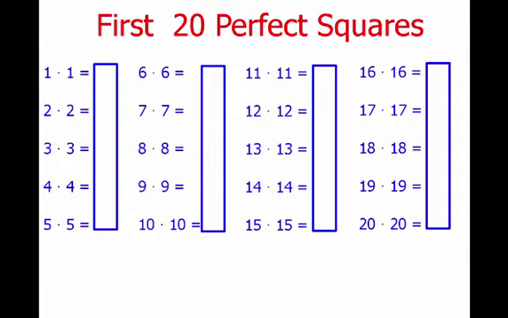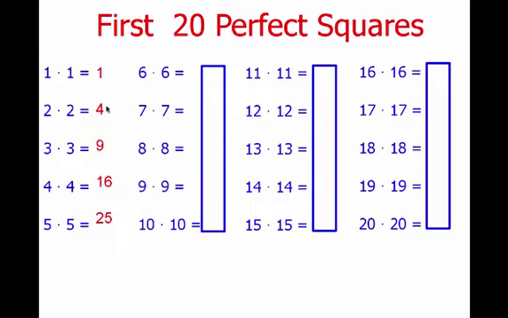All right, so here are the first 20 perfect squares. And I'm just going to gradually show them to you. And I would like you to copy down the chart that I'm making on your notes. So here are our first 5 perfect squares. We know 1 times 1 gives us 1. 2 times 2 gives us 4. 3 times 3 gives us 9. 4 times 4 is 16. And 5 times 5 is 25. So these numbers, 1, 4, 9, 16, and 25, these are the first 5 perfect squares.